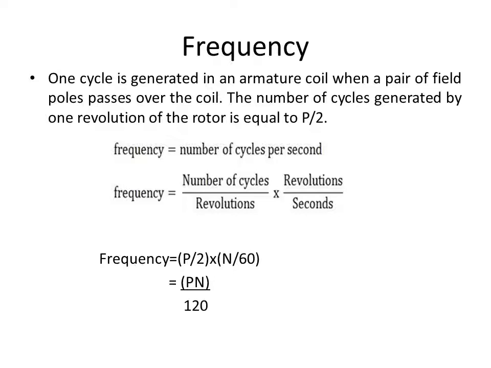2. So P by 2 is the number of cycles per revolution, into revolutions per second, N by 60, because N is the RPM, revolutions per minute. Divide by 60, you get revolutions per second. So frequency is PN by 120. This is the formula to calculate the frequency of the generated EMF: number of poles into revolutions per minute divided by 120. PN by 120 is the frequency of the generated EMF.